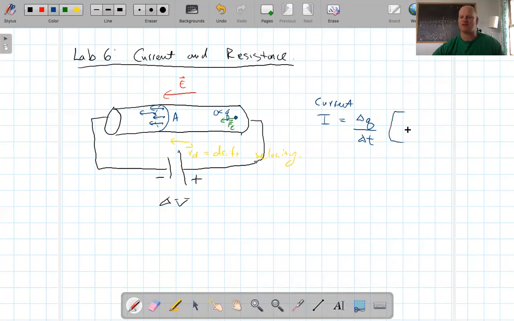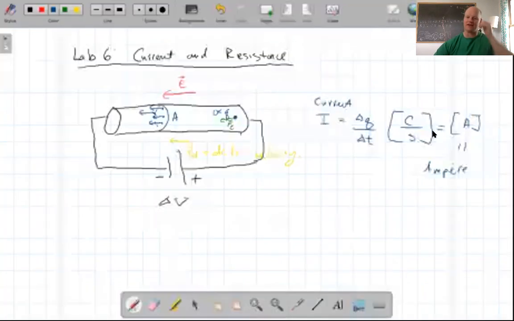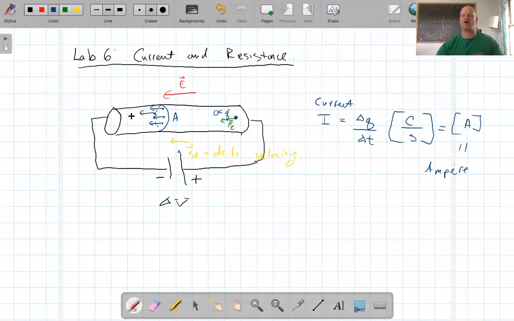This thing has units of coulombs, because that's a unit of charge, divided by the unit of time, which is seconds. That is a coulomb per second, which gets a fancy name, called an A, which is equal to an ampere. So the ampere represents the current, which again we can think of as basically the average velocity. You can think of current as being directly proportional to this drift velocity, which is also known as the average velocity.